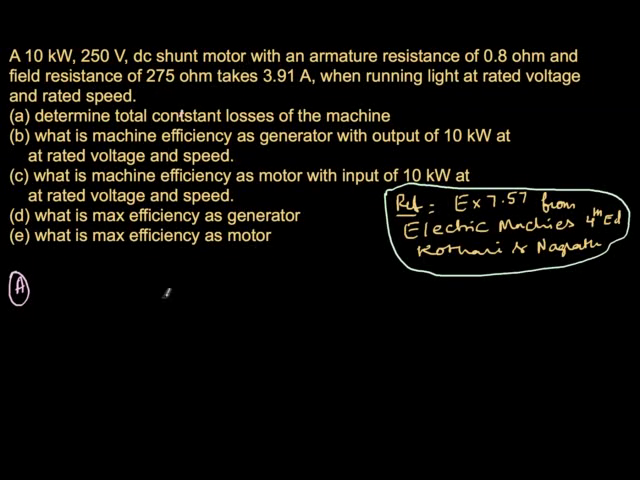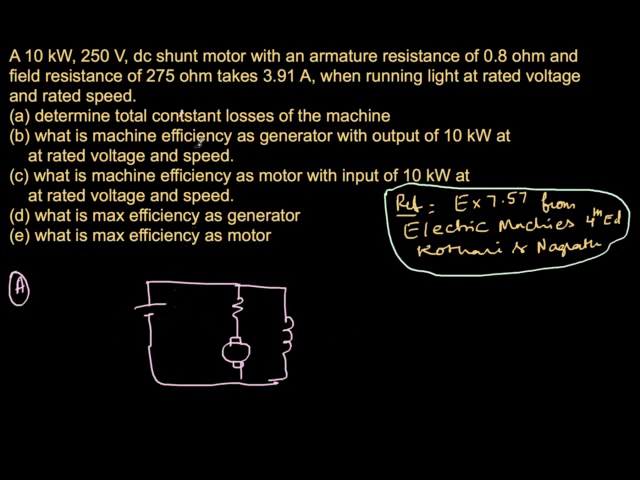In the title, motor is given, so let's draw it as a motor. The same machine can act as generator and motor, as you already know. This is depending on the connection. So this is now connected as a motor. 250 volts is the supply voltage, and this is 0.8 ohms, and this one is 275 ohms. So now I have the voltage and I have the resistance, so I can find what is the current in the shunt field winding. So ISH is nothing but 250 divided by 275.